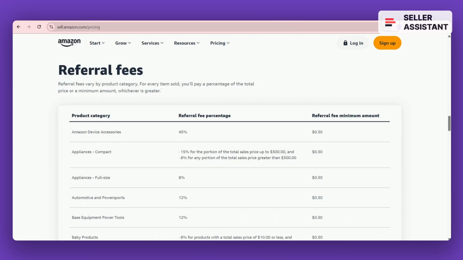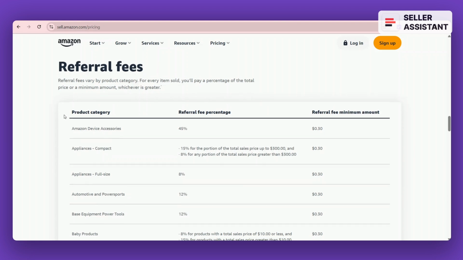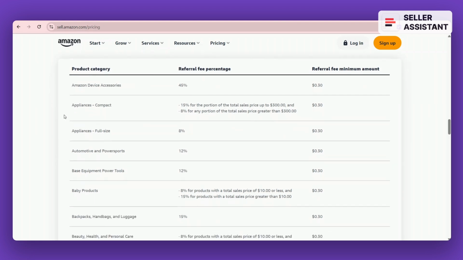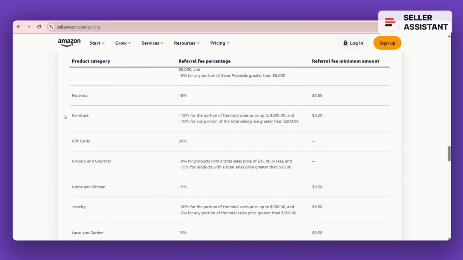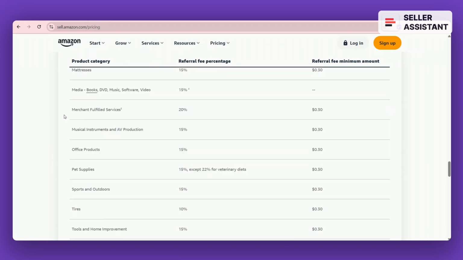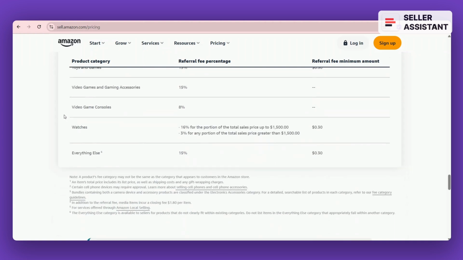Referral fees. Referral fee is paid for each item you've sold on Amazon. The fee is a percentage and depends on the product category. Most referral fees are between 8% and 15%. However, in some categories, like Amazon device accessories, it hits 45%. In some cases, a minimum referral fee applies.